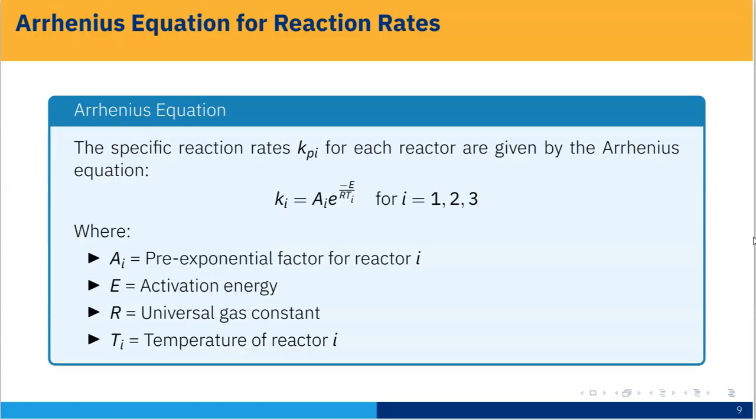Now the Arrhenius equation for reaction rate. The specific reaction rate Ki, you can write for each reactor, is given by the Arrhenius equation: Ki is equal to Ai e to the power minus E/(R Ti). Ai is the pre-exponential factor for reactor i, E is the activation energy, R is the universal gas constant, and Ti is the temperature of reactor i. Here T1 is equal to T2 is equal to T3, so we can write K1 is equal to K2 is equal to K3. K is the reaction rate constant.